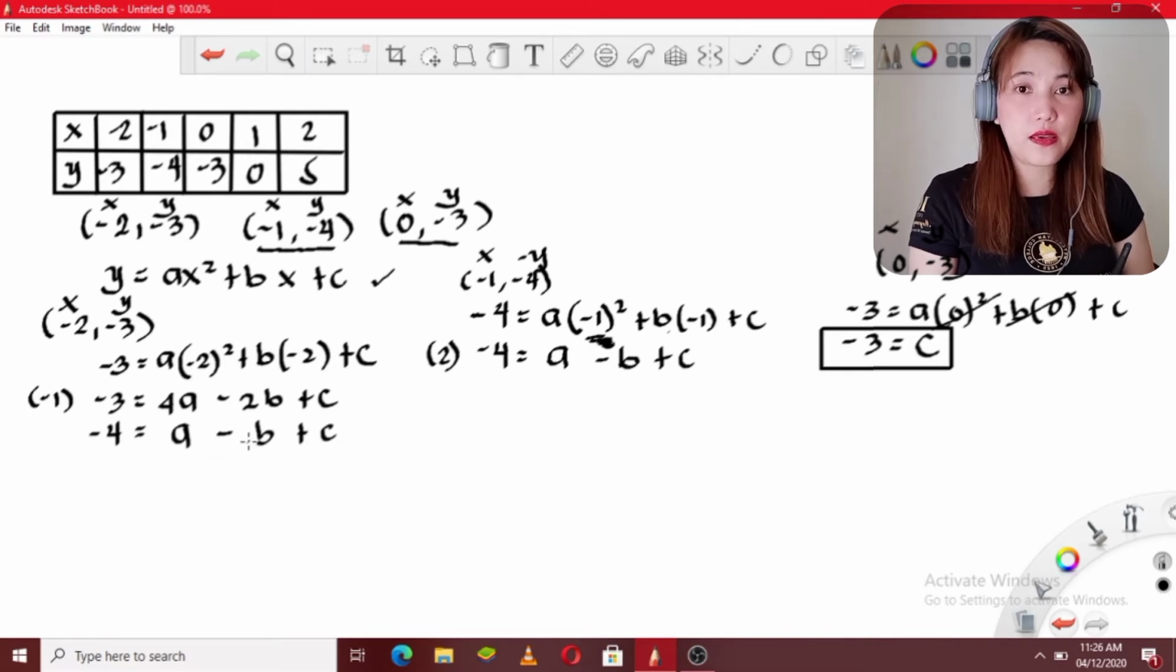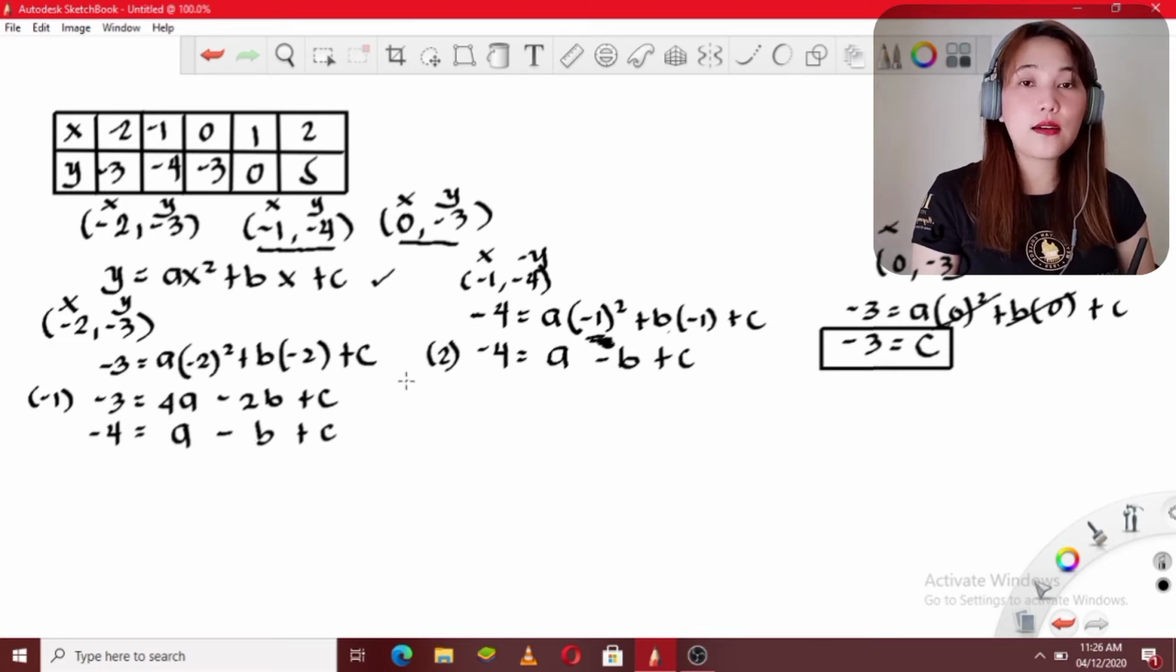Itong negative b. And again, it depends on you kung a or b ang gusto nyo i-eliminate. That's okay. Let's say, gusto kong i-eliminate ang b, kailangan ito maging positive 2b. Ibig sabihin, kailangan kong i-multiply ang whole equation sa negative 2. Because negative 2 times negative b is positive 2b. So, gawin natin yan. So, lipat natin to.